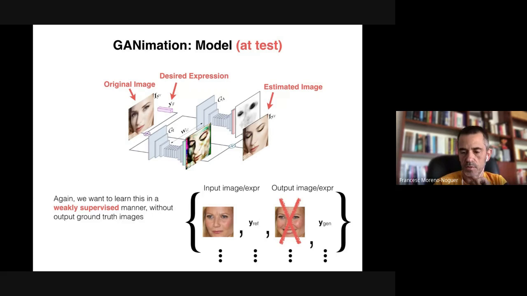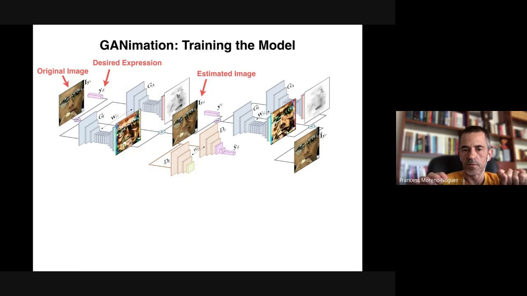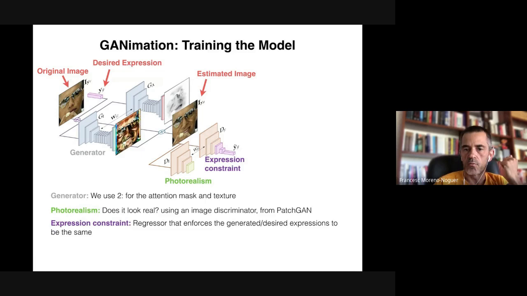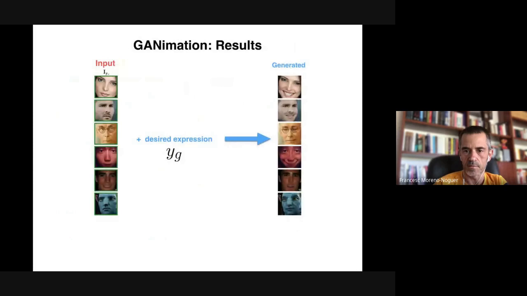So to train this, we did something very similar as before. I'll go quickly here. First, we have a generator that, if we do not add any other constraint, initially just generates noise. We force photorealism with a discriminator. Then we also force the expression to be the correct one using an expression constraint regressor, all right? And we force the identity using the cycle consistency trick, right? I'll skip the details because they are basically the same as before. And at the end, what we have are these input images and the vectors of desired expressions, and we can generate the new expression of the person, all right?